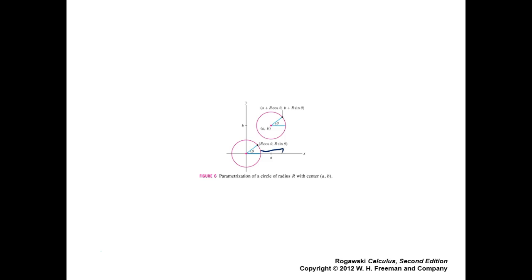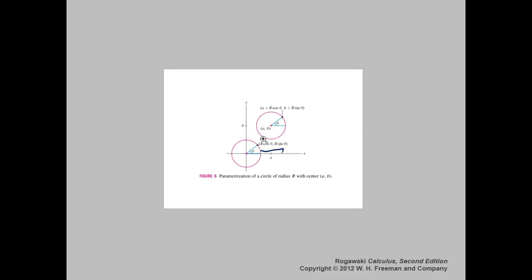So, what if you have a circle not around the origin? How do we deal with that? Okay. Here is a picture of it. Let's zoom in out so you can see it a bit more clearly.